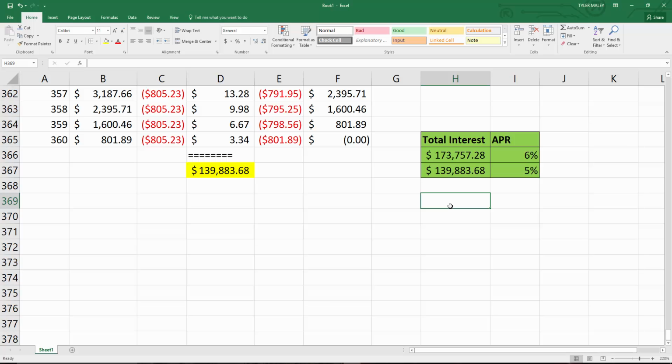If you want to see the amount saved, we can take this minus this. So just by dropping the APR by 1%, we end up saving almost $34,000 over the lifetime. That's a pretty significant drop. So every percent makes a difference. All right, so that's the end of this worksheet.